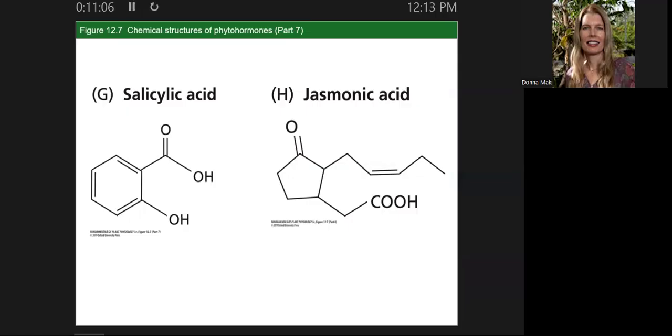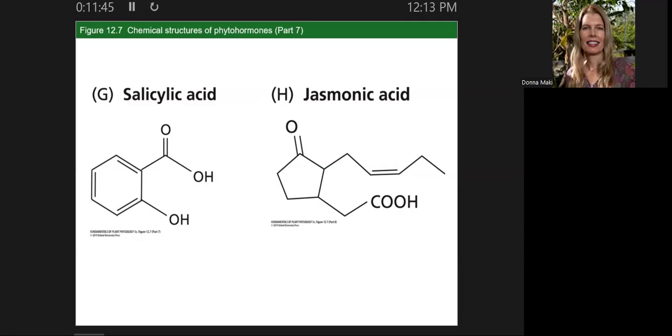I'm going to mention these two later, so I'm not going to say much about them right now. Salicylic acid and jasmonic acid. They are, again, fairly newly discovered in plants, although actually salicylic acid is related to acetyl salicylic acid. Does anyone know what that is? You might have taken some through your life already to help with headaches or something. Acetyl salicylic acid, say that 5 times fast. That's aspirin.